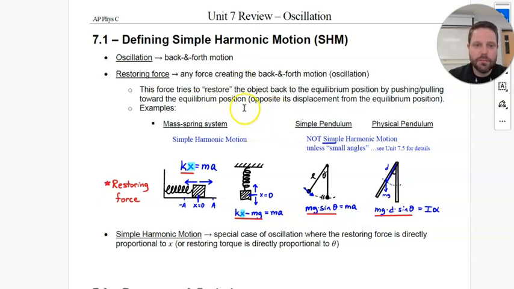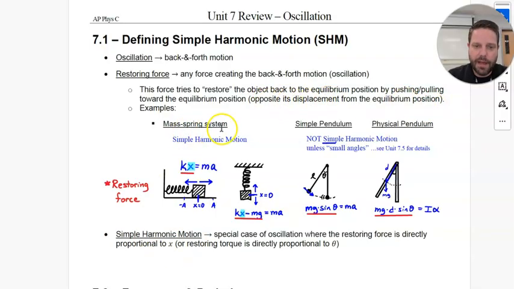Restoring force is the force that anything that's moving back and forth needs to have, because it's the force that's going to point towards the middle or the equilibrium position when you displace it to one side or the other. So it's always going to point opposite the way that the object is displaced from equilibrium.